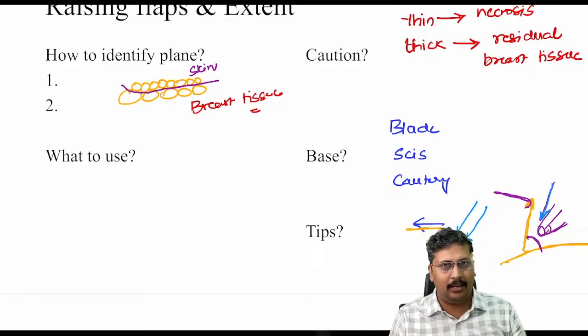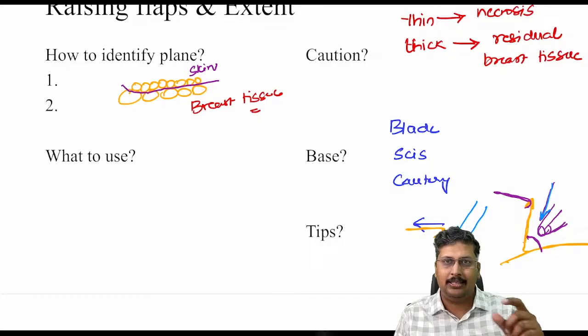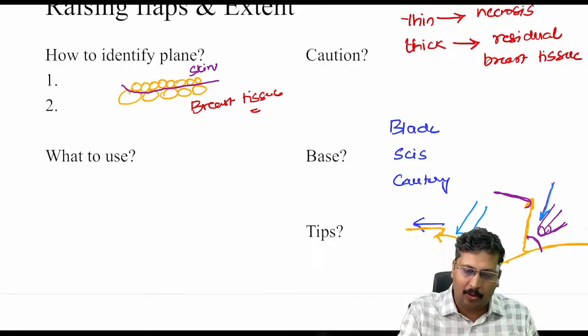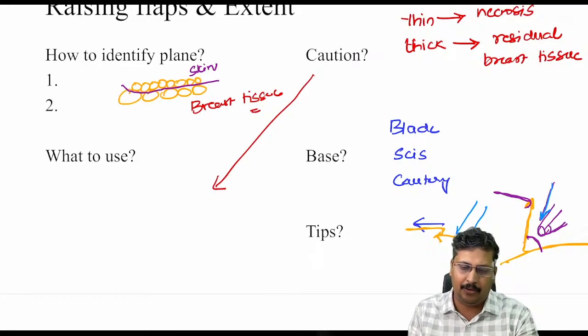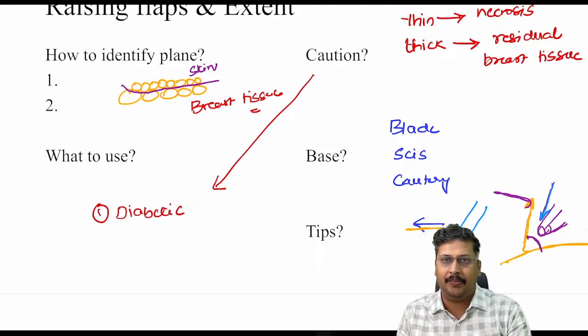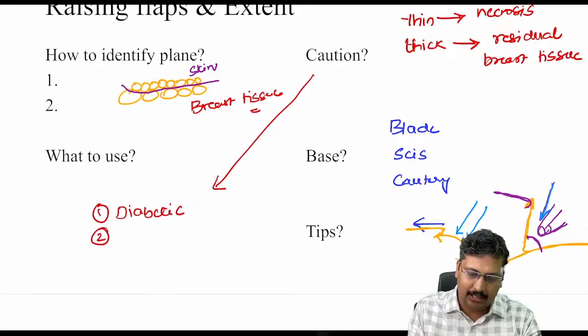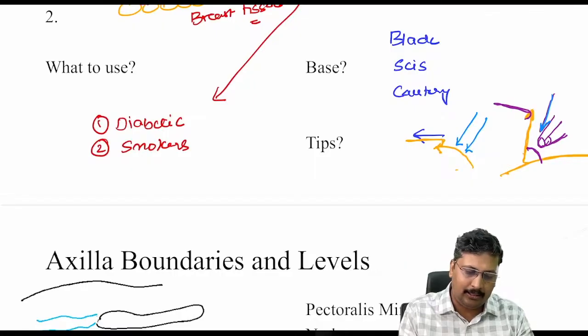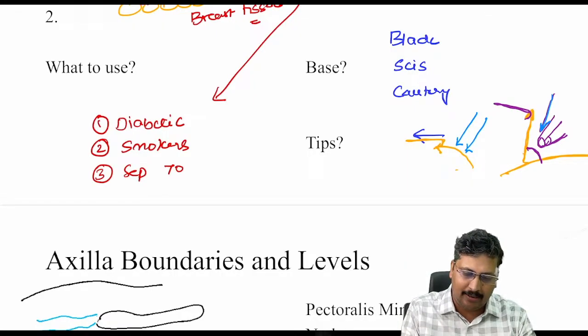And the second thing is, most of the time you can see the difference in the size of the fat globules. But you should have caution, especially when you are doing surgery in a particular set of patients. In which patients should you be careful? One, when you are dealing with diabetic patients, always try to have a thicker flap compared to other people, because the chances of necrosis are higher. And second, especially in smokers, the flap thickness should be thicker. And the third most important subset is septuagenarians and octogenarians, that means people who are in their 70s and 80s.